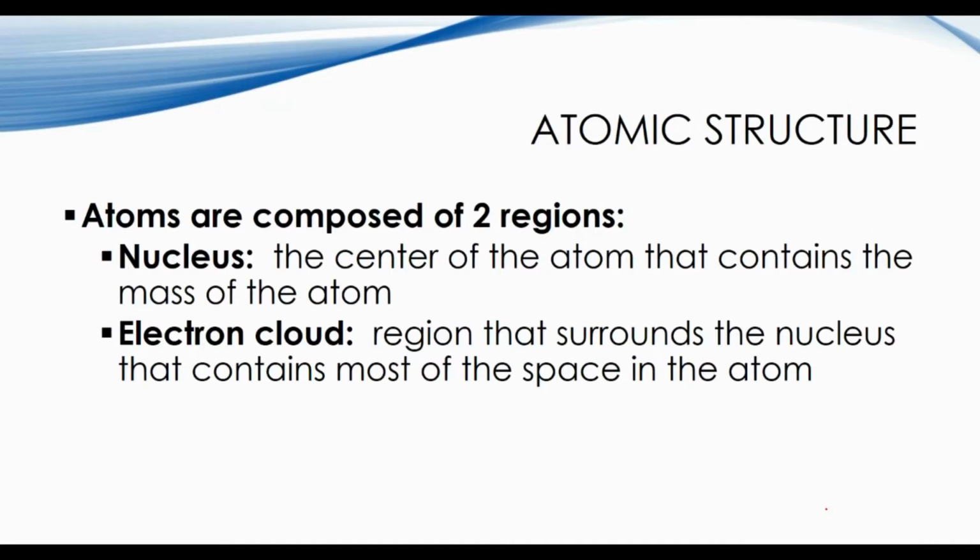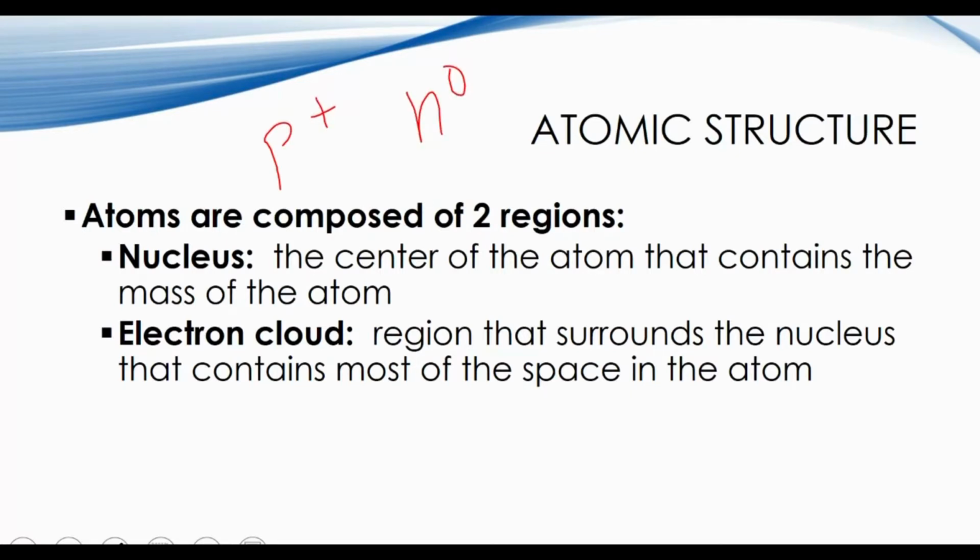Guys, in this video we are going to learn about the atomic structure and how to calculate for each of the subatomic particles. So let's start with the atomic structure. The atom is composed of two different regions, the nucleus and the electron cloud. The nucleus is the center of the atom that contains the mass of the atom. Now you may remember from previous classes that the nucleus is composed of both the proton and the neutron.